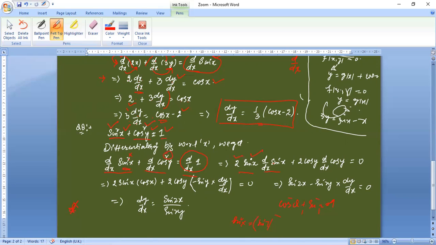x raised power, it's 1 degree less. So it means that 2 will come in front, then cos of x is the same, but its degree would be reduced by 1, right? Now the differentiation of cos of y is equal to, the differentiation of constant is 0. Now it is the same, twice sine x. Here I have applied differentiation of sine of x. So this is cos of x.